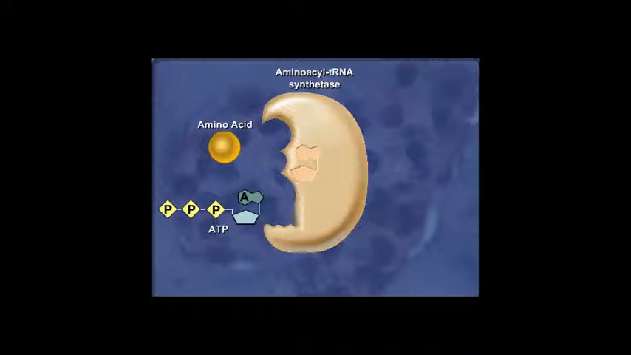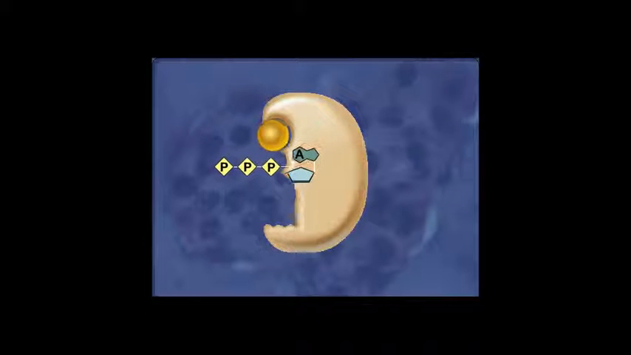Aminoacyl-tRNA synthetases catalyze the formation of charged transfer RNA. To begin the process, a specific aminoacyl-tRNA synthetase binds a particular amino acid and also a molecule of ATP at its active site. A covalent bond is formed between AMP and the carboxyl group of the amino acid, and pyrophosphate is released from the enzyme.